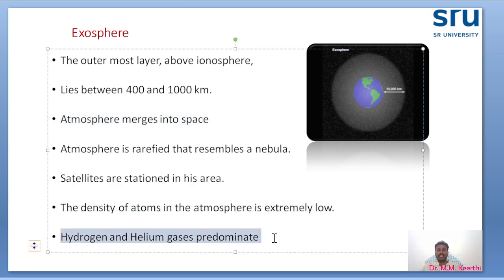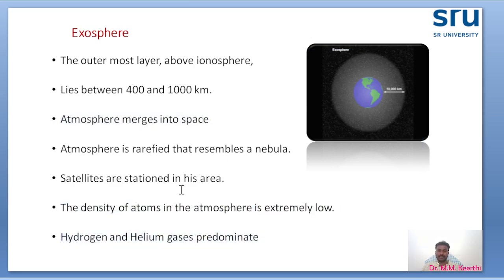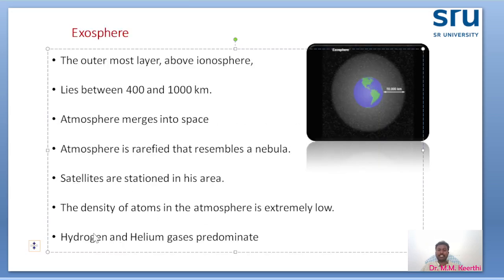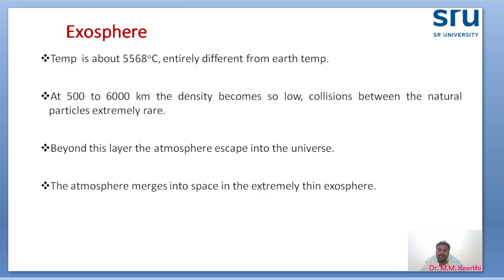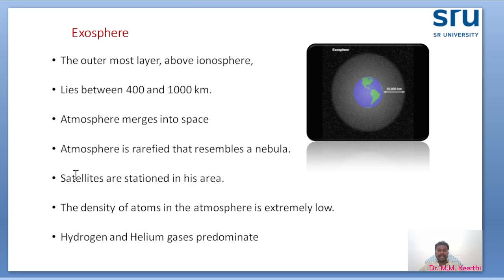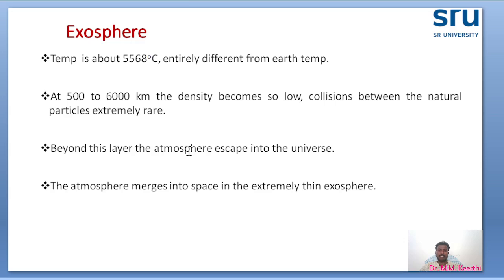And here the hydrogen and helium gases are predominant. That's why mostly hydrogen is floating here, because of the presence of hydrogen and helium gases. That's why shuttles are flying in this region. And satellite stations are also present.